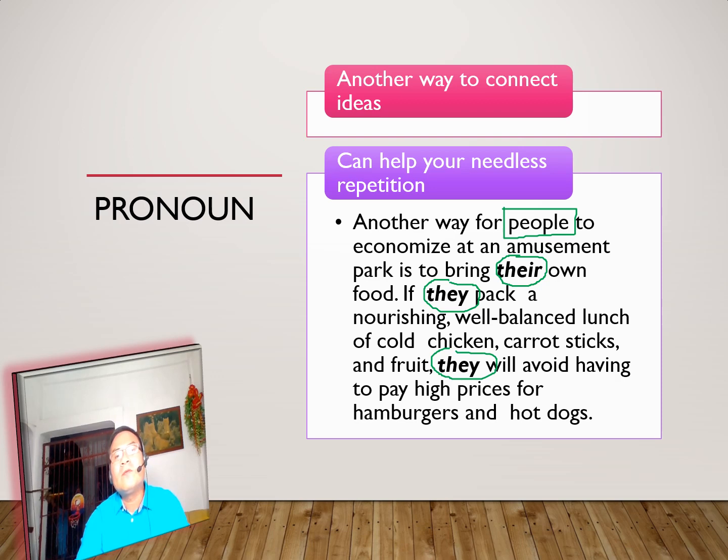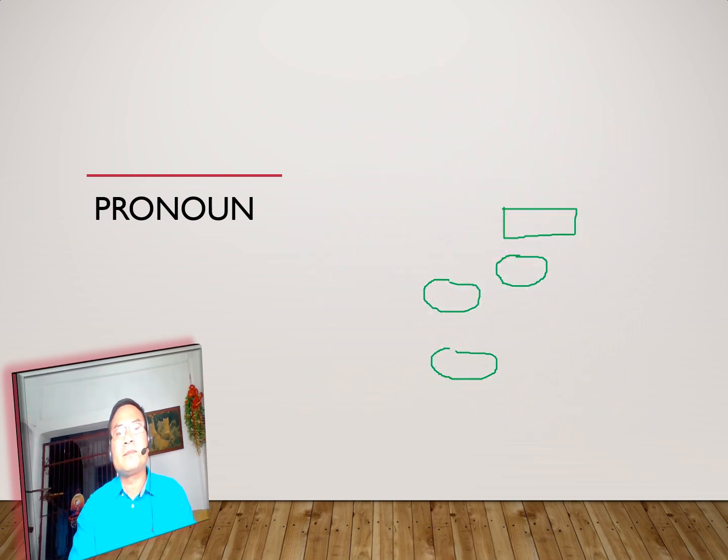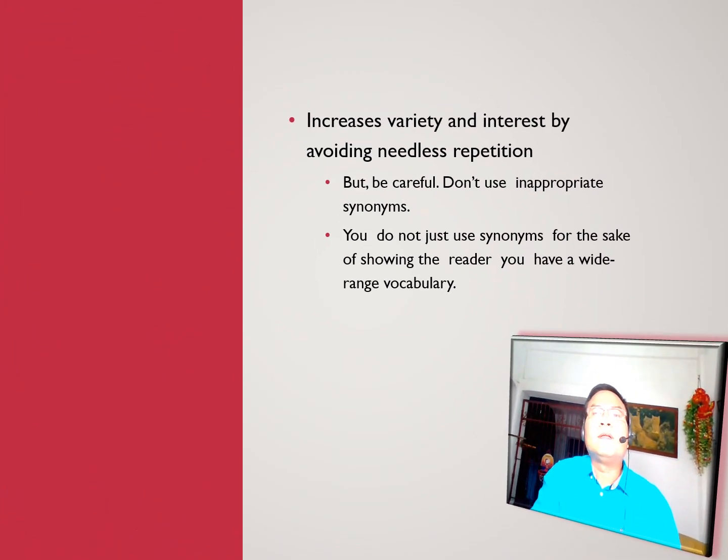Okay. So nourishing, well-balanced lunch. So all would be referring to the word people or the noun. Okay. So these are basic grammar skills, right? Okay. So let's erase this. Okay. Next.